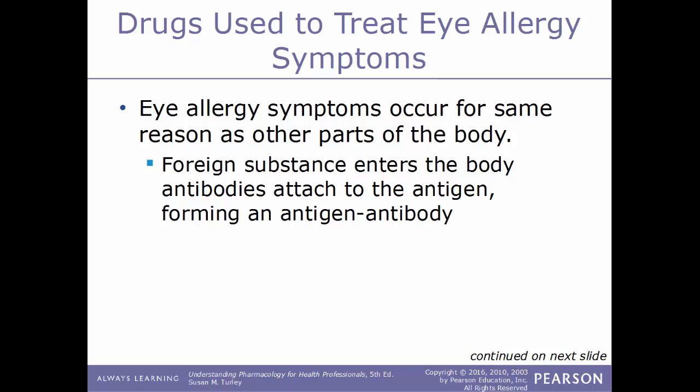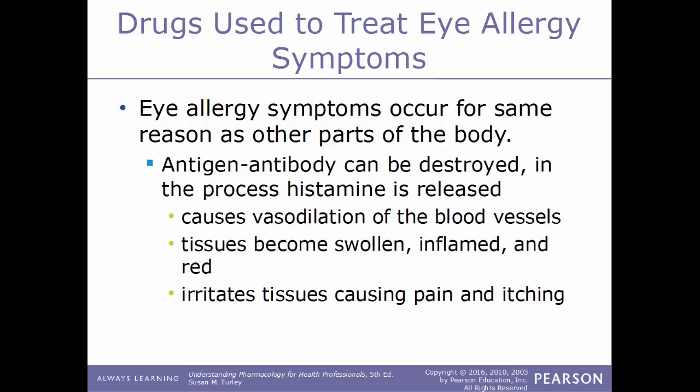Alright, now we'll move on to drugs that are used to treat eye allergy symptoms. And eye allergy symptoms occur for the same reason that they occur in other parts of the body. There's a foreign substance that enters the body, antibodies attach to that antigen, and it will form an antigen-antibody complex. Now the antigen-antibody complex can be destroyed, and during this process, histamine is released. Histamine will cause vasodilation of the blood vessels, so tissues will become swollen or inflamed or reddened. And this whole process will irritate tissues and therefore cause pain and itching.